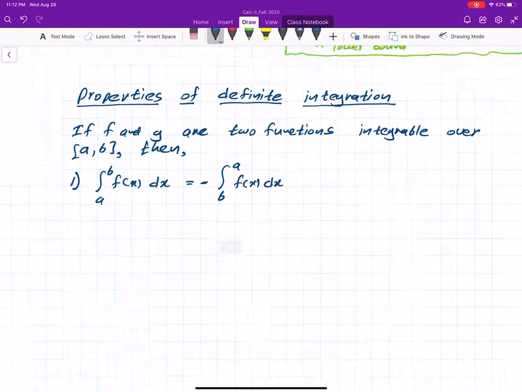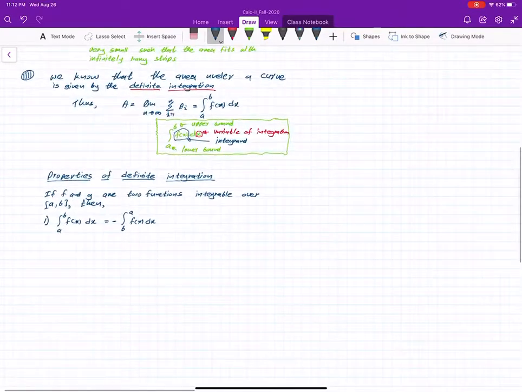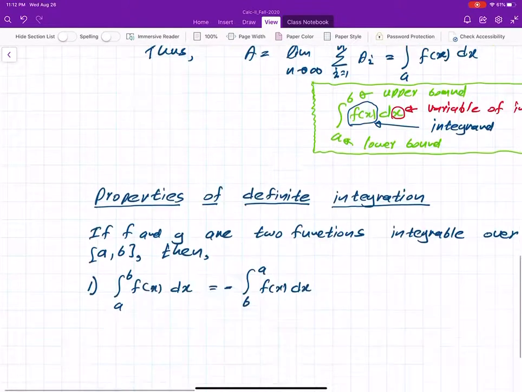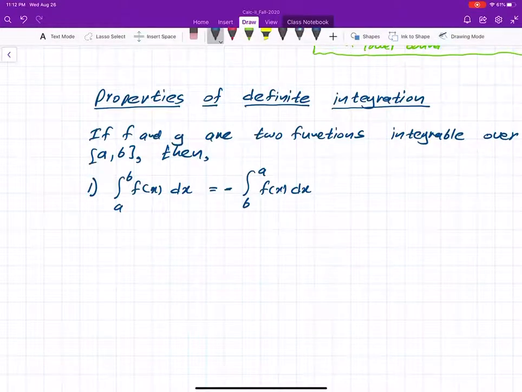That means no harm, you can just switch the limits. All right, without any harm you can just switch the limits. See here, the limits are switched. This limit went there, that limit came here. But the thing is, if you switch the limits, you have to introduce a negative sign.